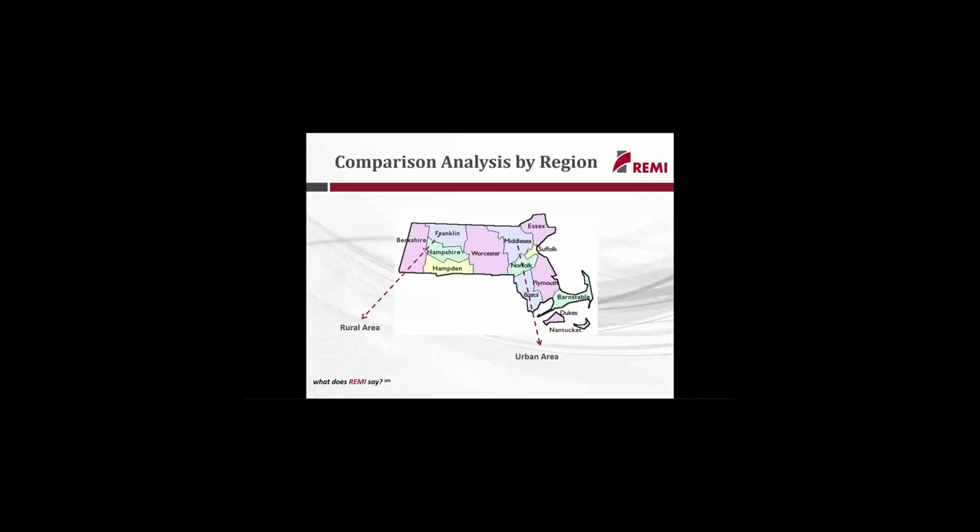Then we can move on to the comparison analysis part. So here is the map for Massachusetts state. We use Franklin County to represent a rural area, and we use Middlesex County to represent an urban area. And we increased food manufacturing industry sales by $100 million in both regions.